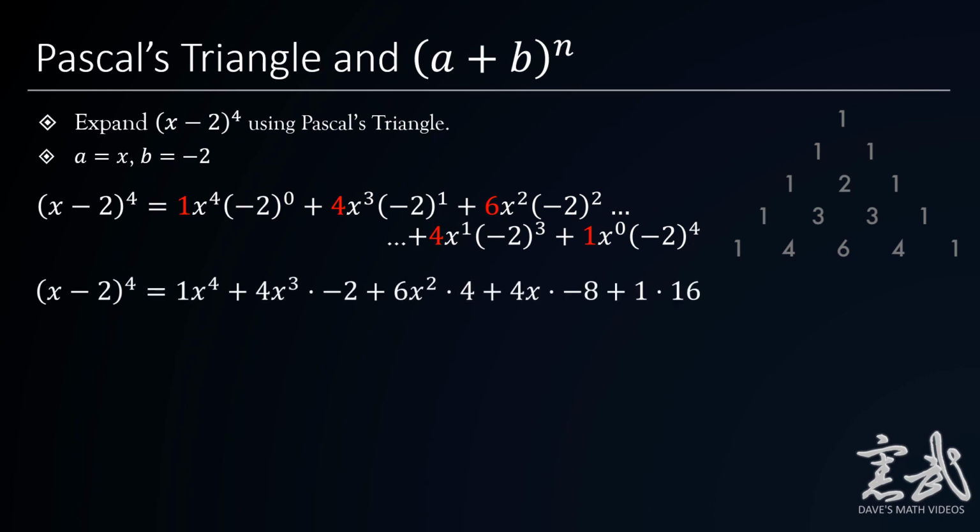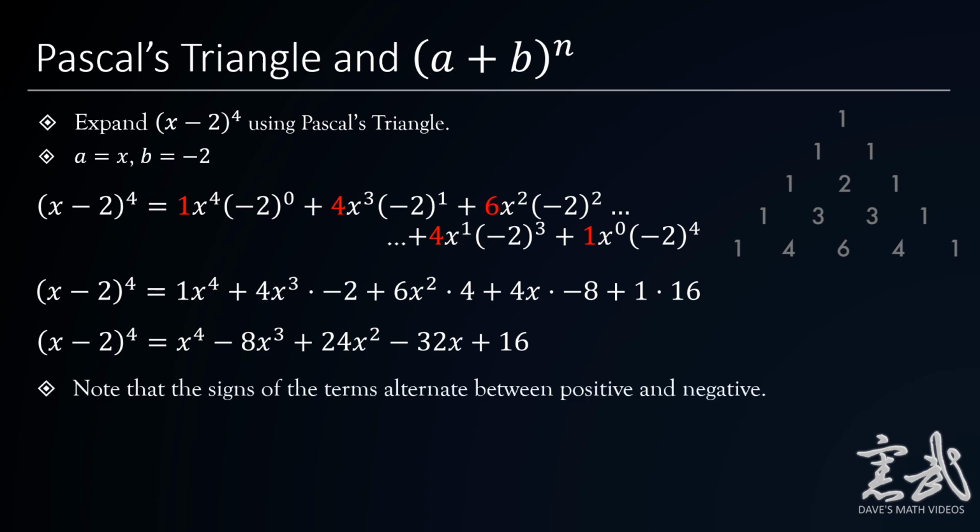At this point, all we have to do is simplify this. So when we simplify it, we will find that (x - 2)^4 is equal to x^4 - 8x^3 + 24x^2 - 32x + 16.